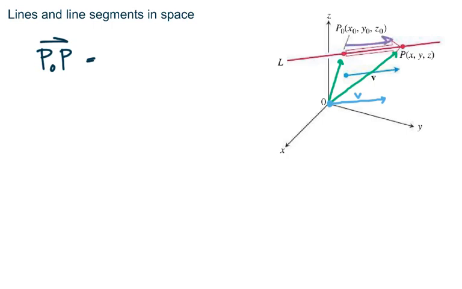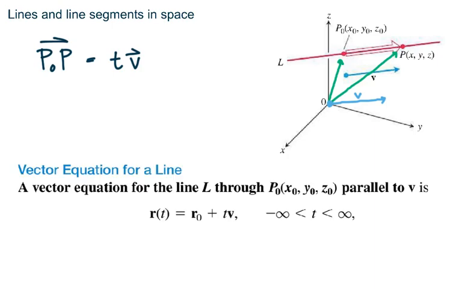So what we can say here is the vector from P naught to P, or that vector A I had drawn in there a second ago, right? This vector is going to be equal to some t times a vector v. Vector v being this direction, and t just being a scalar multiple. So with that said, we can take this vector equation for a line in space and rewrite it as the following. Here we can see we've got the vector equation of a line L through some initial point P naught, which is parallel to v.